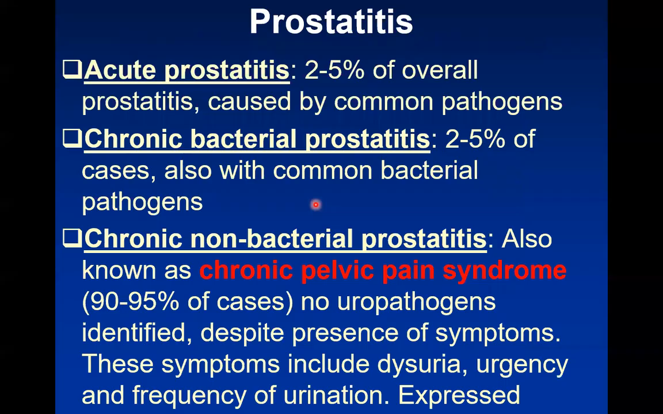All right, so some of the inflammatory processes that happen in the prostate, starting with acute prostatitis. This is a very common kind of presentation, 2 to 5%, but unfortunately it is the least common. You will see why it is unfortunate in the next slide. So 2 to 5% of the overall prostatitis and caused by common pathogens. Again, what common pathogen? You will see that that's going to be changing with age.